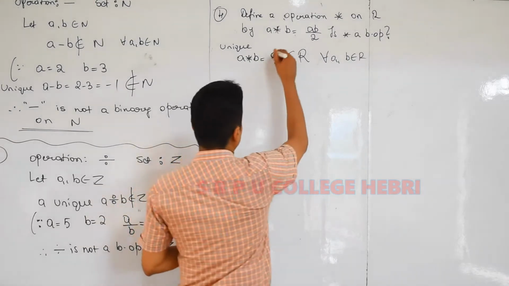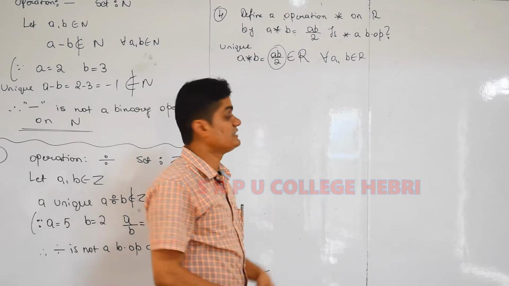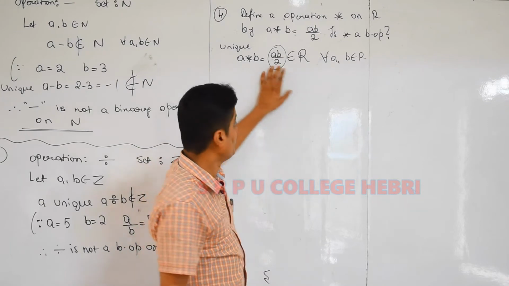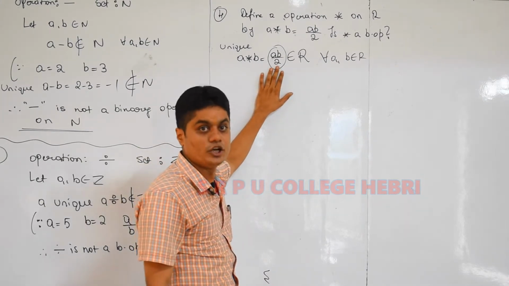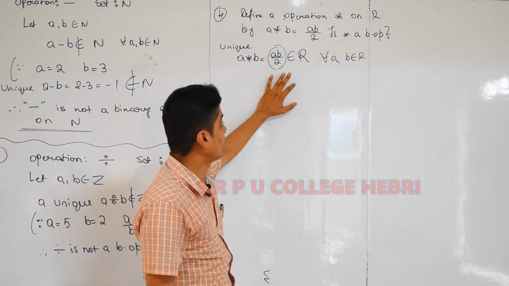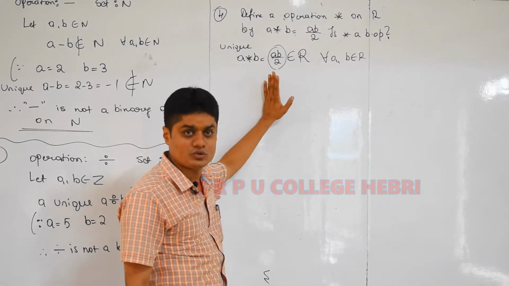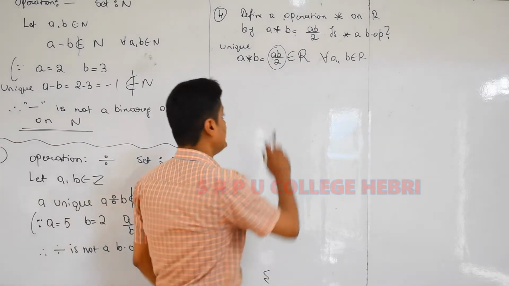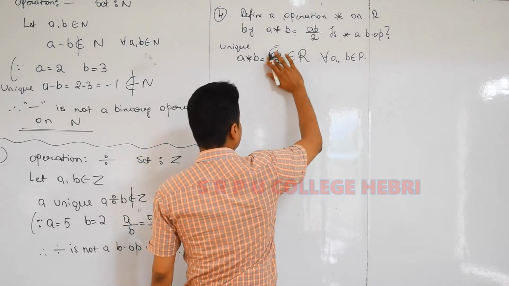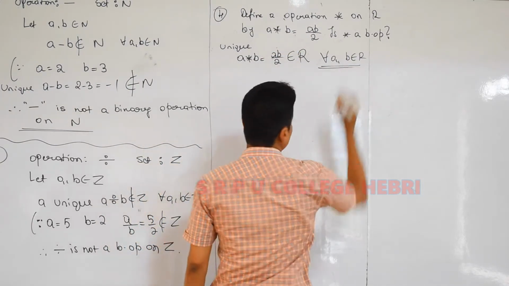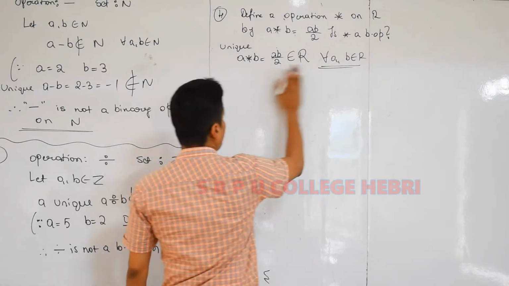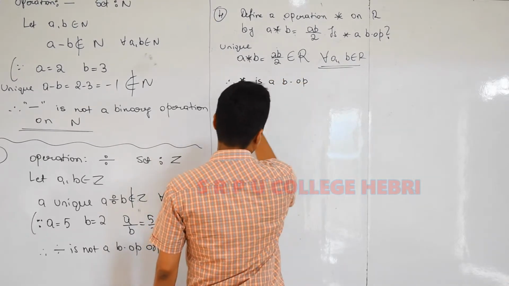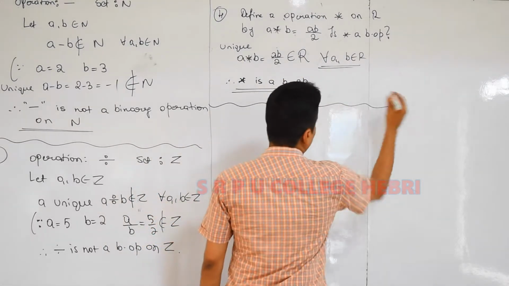Now tell me whether this is always a real number. When is this expression not a real number? When the denominator is 0. Is there a chance of the denominator being 0? Not possible because the denominator is 2. The other case is if a square root is present, an imaginary case can occur, but there is no square root here. So the denominator is not equal to 0, there is no square root, then this must be a real number for all real numbers. Understood? So unique and belongs to, therefore star is a binary operation.